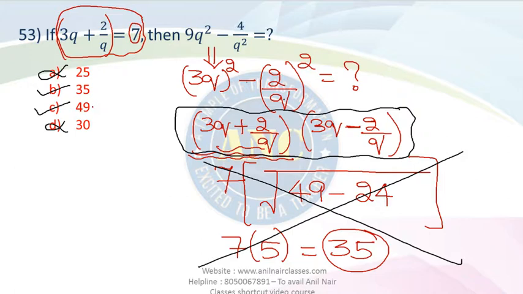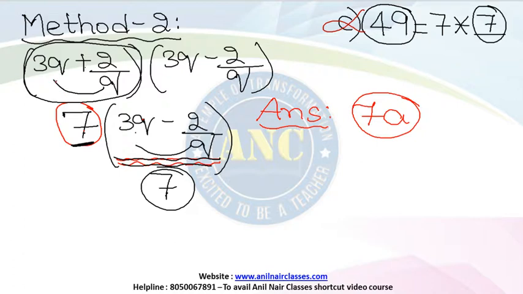But having said that, two options are there, and we can eliminate one option, 49, because 49 is 7 multiplied by the same number 7. If that were the case, the sum of the two numbers 3q and 2 by q is 7, and the difference of the two numbers would also be 7. No. The sum and the difference of two numbers cannot be equal to the same value 7 in this case. So the answer cannot be 49 also. The only option left is 35.